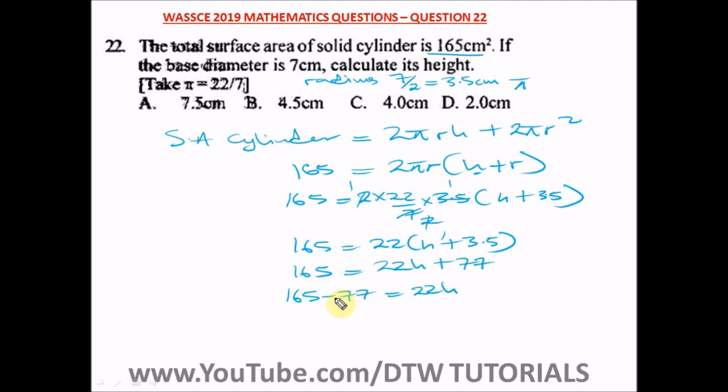Remember, taking a positive to the other side, we have a negative. So what is 165 minus 77? We have 88 equals 22h. To get our h, what do we do? Divide both sides by 22. 22 will cancel out. How many times does 22 go into 88? It goes 4 times. So h is equal to 4 centimeters.